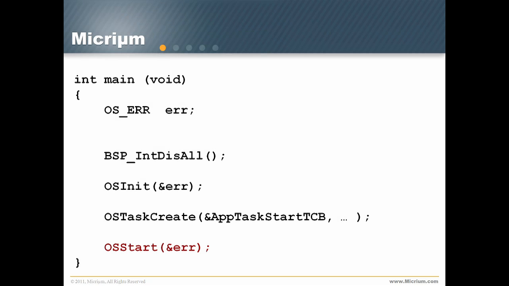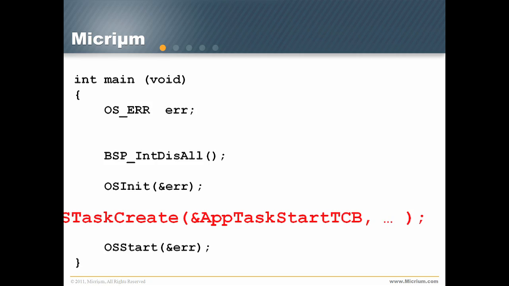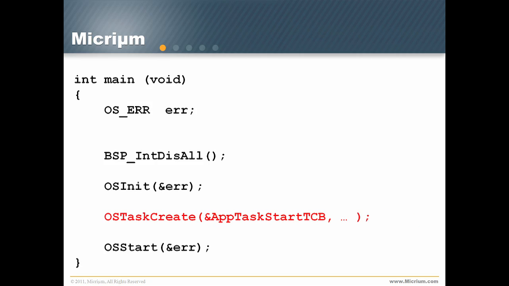OS Start is usually the last function called from main. It is preceded, in most cases, by just one OS Task Create call. There are a few reasons why multiple OS Task Create calls should not be made from main, but we won't get into these details now. It is important to remember, though, that a single OS Task Create call in main certainly does not limit an application to just one task.